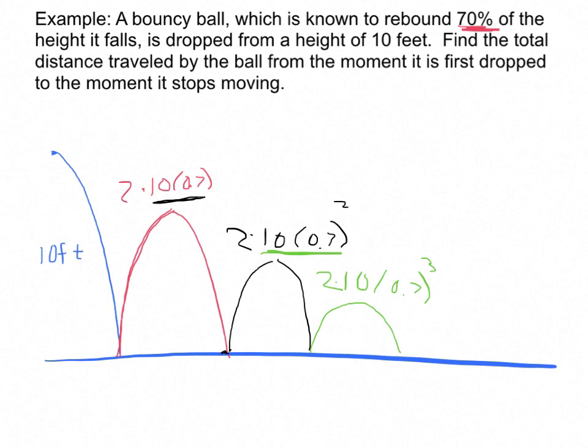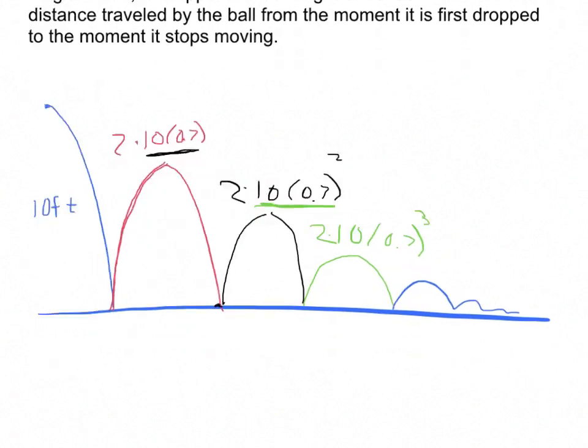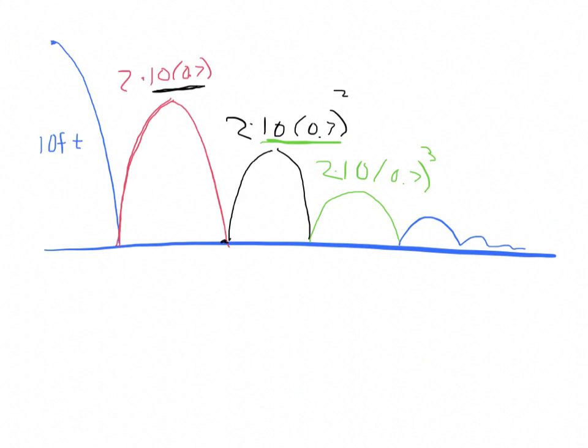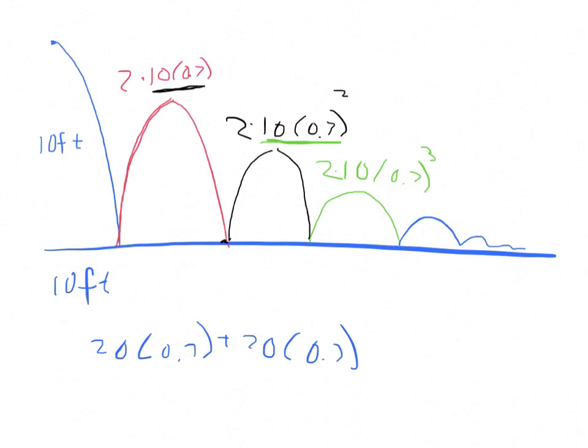Now I want us to take all of this information and write it again so we can see it. By the way, the ball is going to keep doing this. It's going to keep falling in smaller and smaller amounts. What we need to look at is, in total, how far is the ball going to travel? So we have the initial 10 feet, which is kind of an oddball. I'm going to leave that off to the side. Then you've got this 20 times 0.7 plus 20 times 0.7 squared plus 20 times 0.7 cubed.